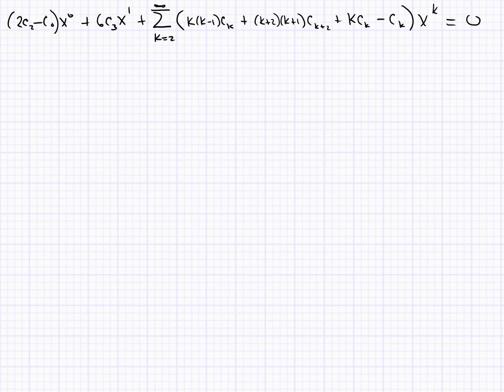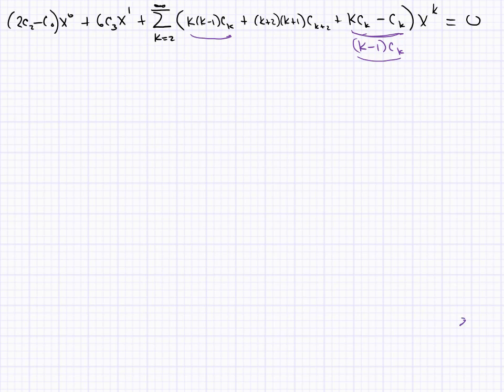Alright, so this is where we're at. I'm going to have to fix this summation stuff up. If you notice, there's a bunch of c sub k's in here. So I'm going to clean this up. If I put these two together, I have k minus 1 c sub k. Then if I put this one and this one together, if you notice, they both have a k minus 1 and a c sub k.